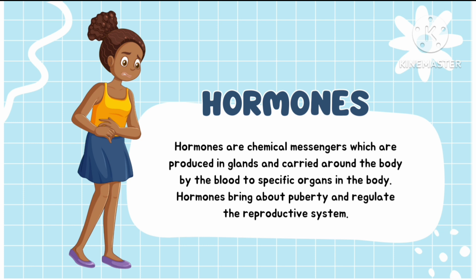Hormones. Hormones are chemical messengers which are produced in glands and carried around the body by the blood to specific organs in the body. Hormones bring about puberty and regulate the reproductive system.